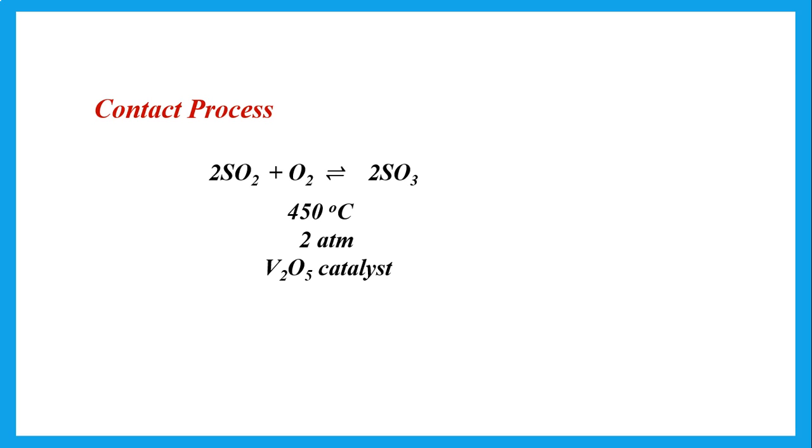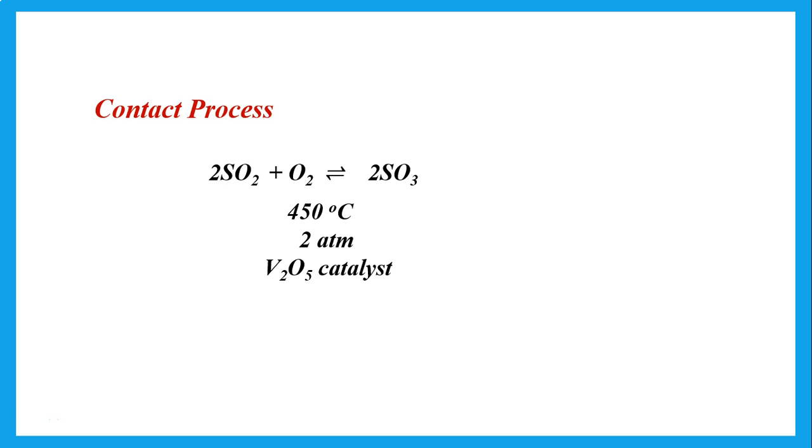Contact process is the reaction of SO2 plus O2 to give SO3. Now, what are the conditions of this reaction? We do it again at 450 degrees Celsius because the forward reaction is exo, so any higher temperature would cause it to go backward, and any lower temperature would make it slower.